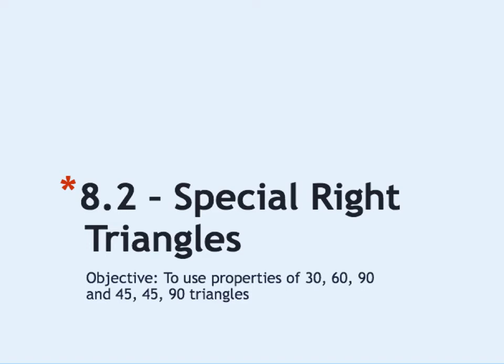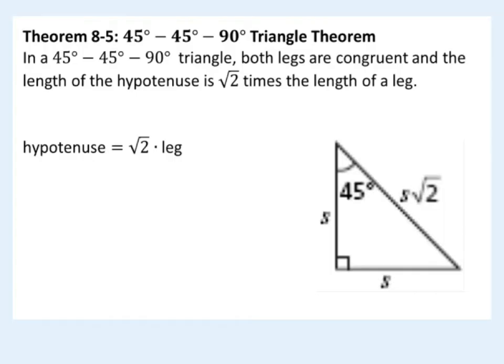Special right triangles. So we're talking about 30, 60, 90, and 45, 45, 90 triangles. Both are right triangles because they have the 90. But they have special rules when one angle is 60 and 30, and two angles are 45.